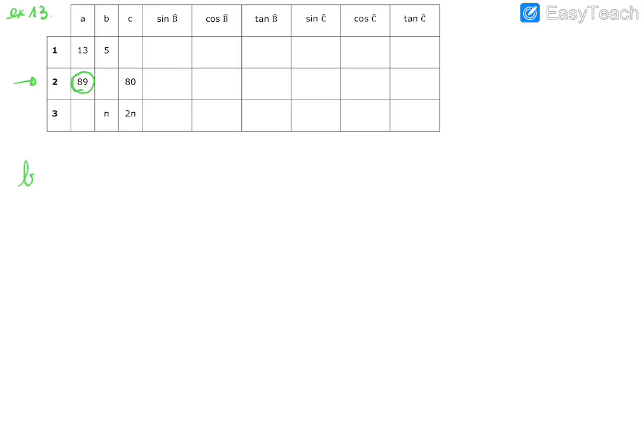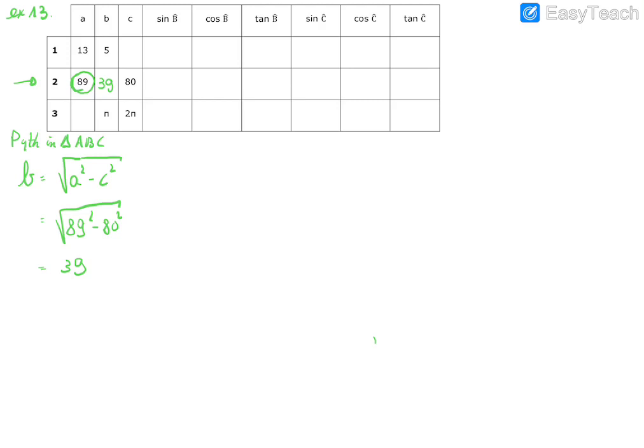So B is equal to the square root of A squared minus C squared. Don't forget to mention that you're working with Pythagoras in triangle ABC. So this is a calculation as we've done many times now. Your result is going to be 39.